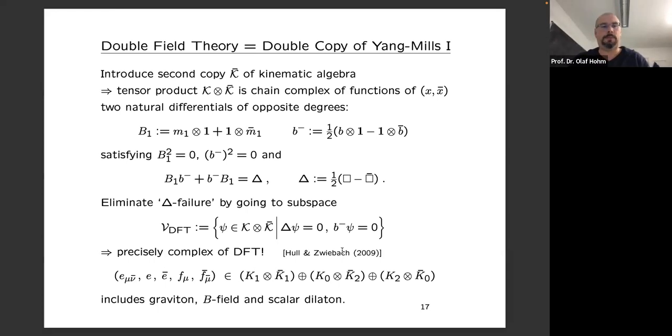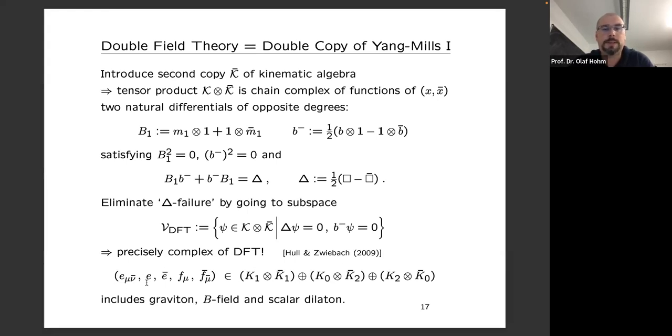And it turns out that if you work out the chain complex obtained by the tensor product, which is, you start with a 4-term chain complex, and then it gets longer if you take the tensor product of two, but then you have to impose the B minus, it shortens it again a little bit. And if you then work out the details, you find it is precisely the complex that defined double field theory. Double field theory was something introduced by Chris Hull and Barton Zwiebach in 2009, coming from closed string field theory. And here, the complex is precisely re-derived from this double copy construction.